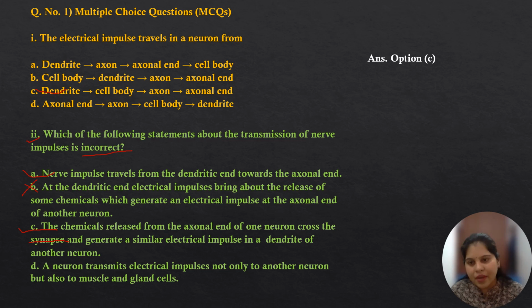Option D, these are the statements, sorry. A neuron transmits electrical impulse not only to another neuron but also to the muscle and gland cell. Yes, in reflex actions, neuron transmits electrical impulses to muscles and the gland cell. So this is also the correct statement. So among these, statements A, C, and D are correct, while statement B is the incorrect statement.